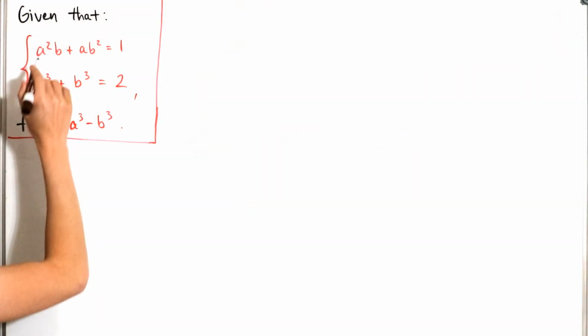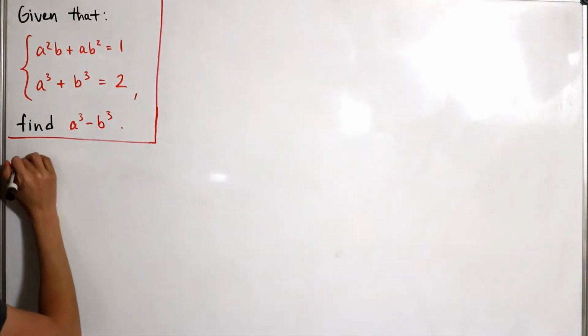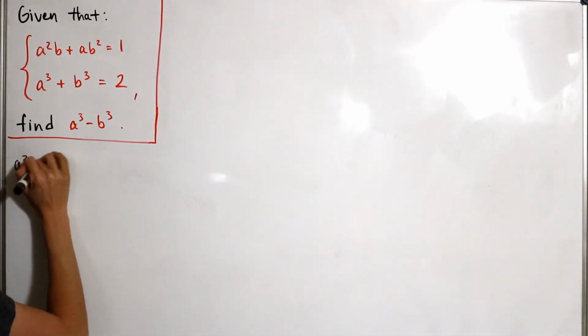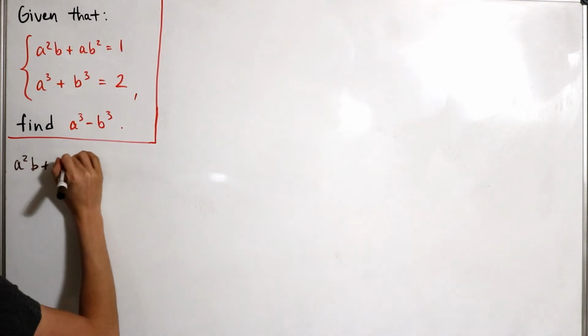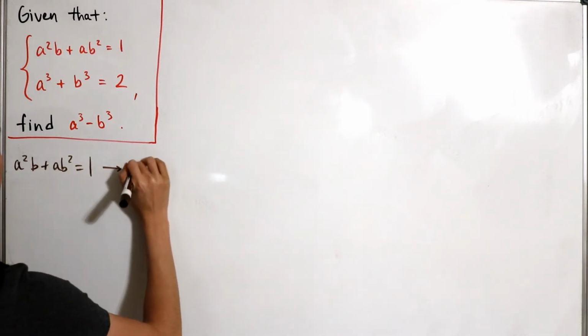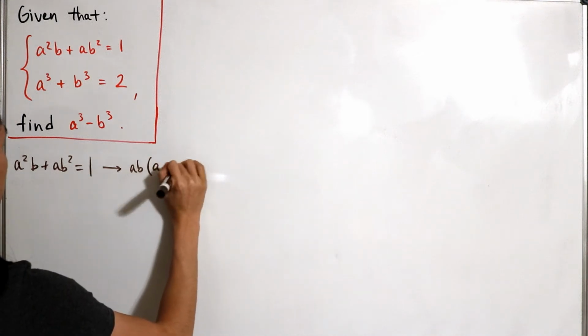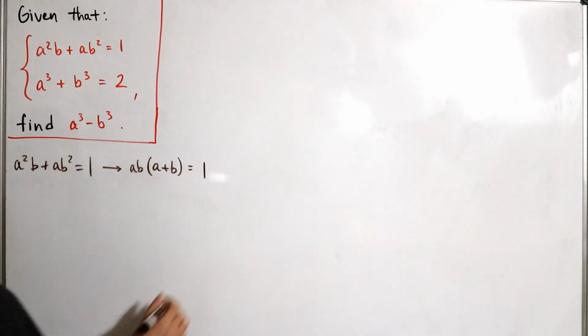So for the first one, a squared times b plus a b squared equals 1. Let me first write this again. What you'll notice is that you can factor out an a times b from that equation. And so what we have is the following: a times b, multiplied by a plus b. This is still equal to 1.